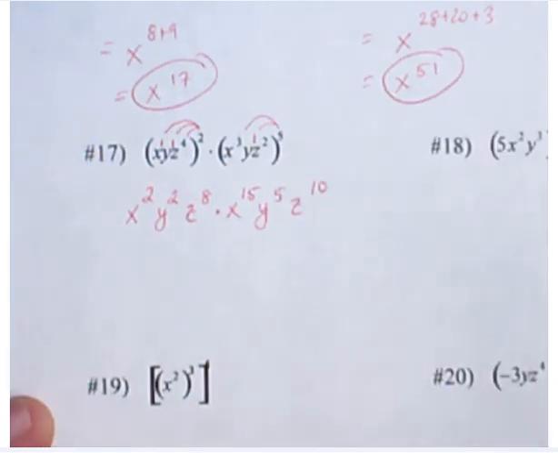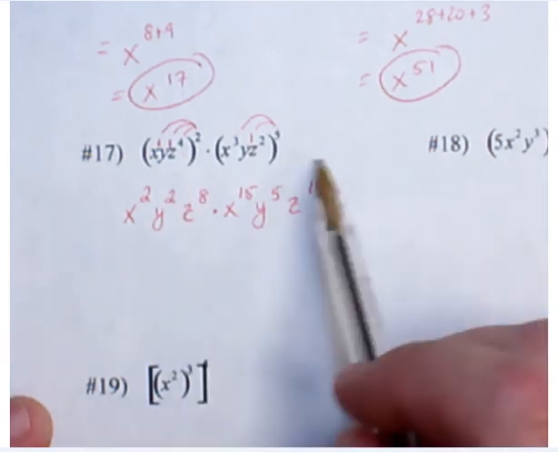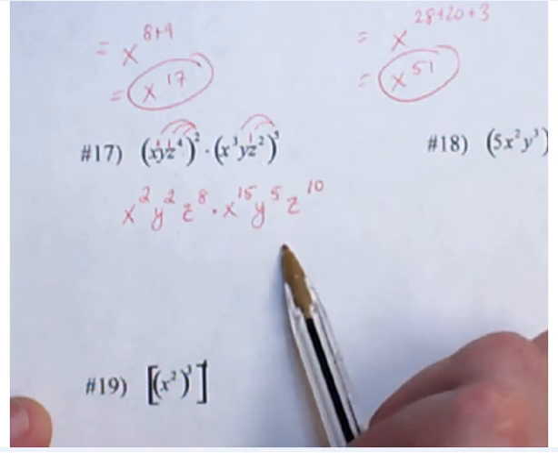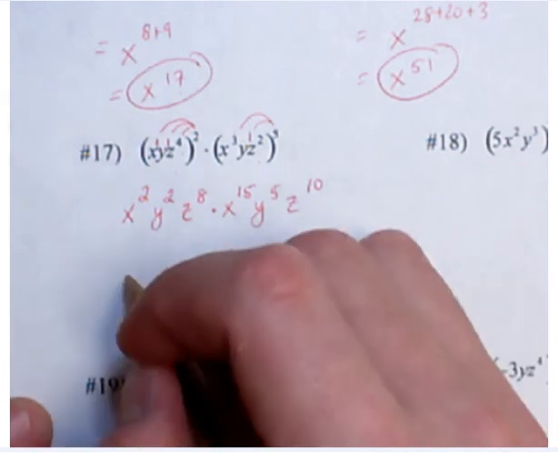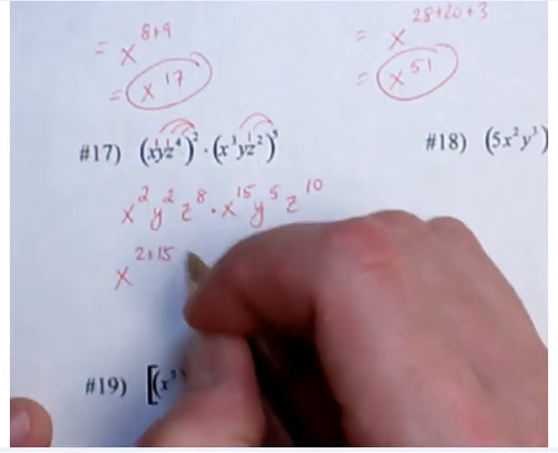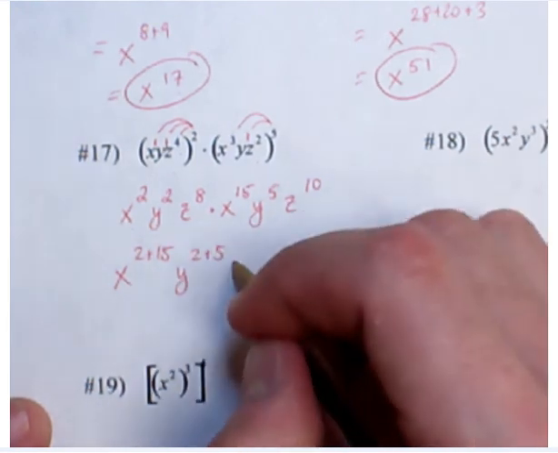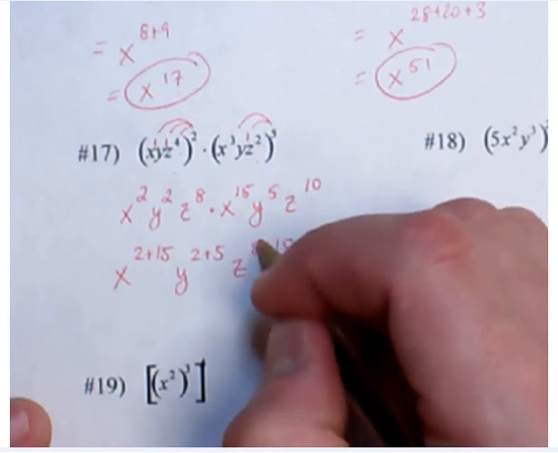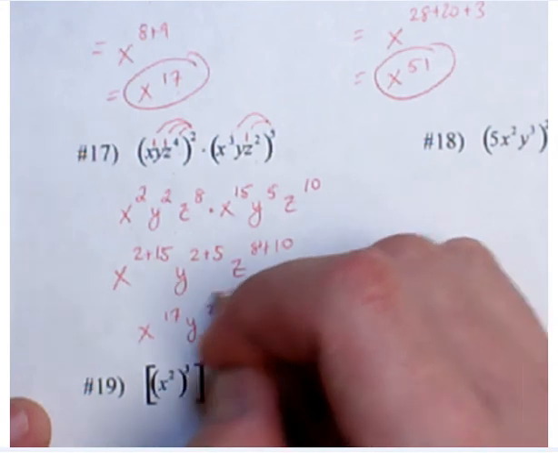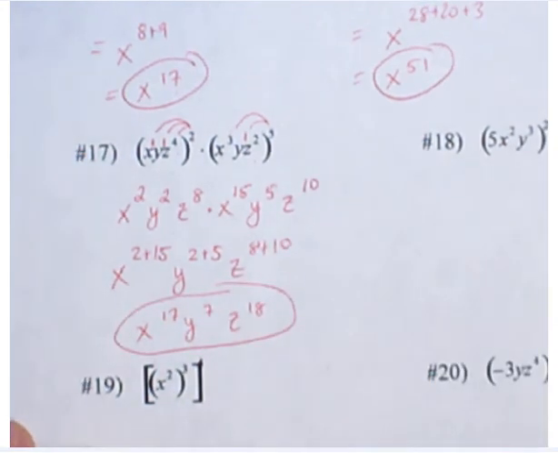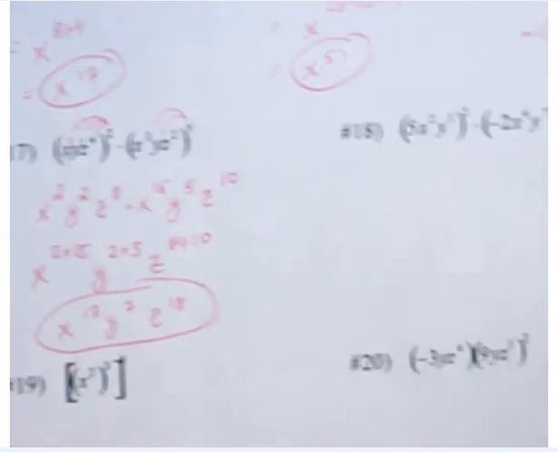It's like doing two problems. Okay, we do the first set of parentheses, that's the first problem. We do the second set of parentheses, that's the second problem. And then the last thing we do, now we can multiply these together. When you multiply the bases, keep the base, add the exponents. Multiply the y's, keep the y, add the exponents. Multiply the z's, keep the z, add the exponents. We get x to the 17th, y to the 7th, z to the 18th. All right, let's try 18 here.